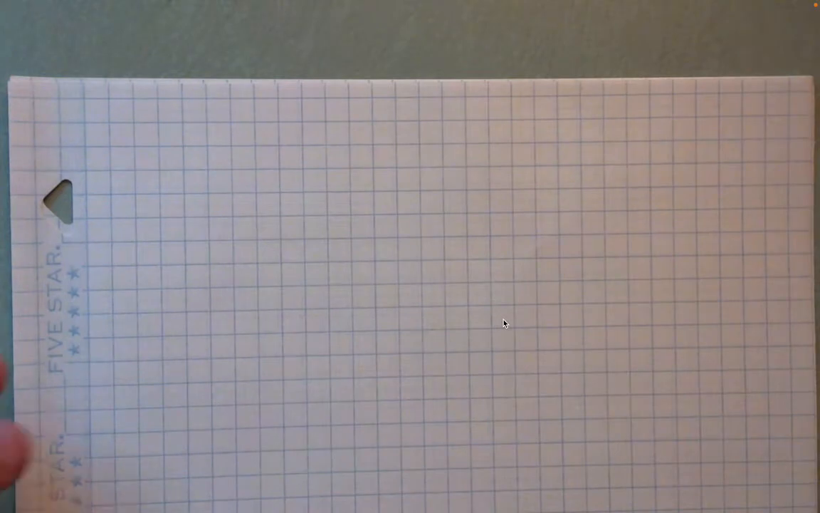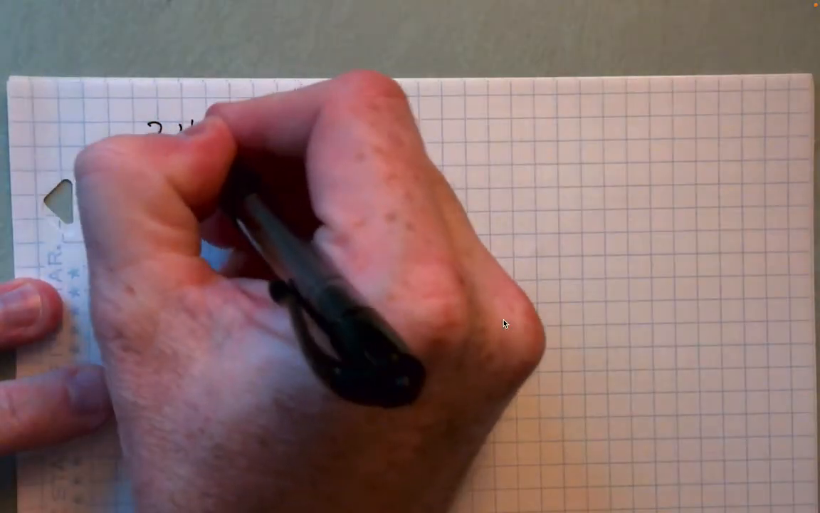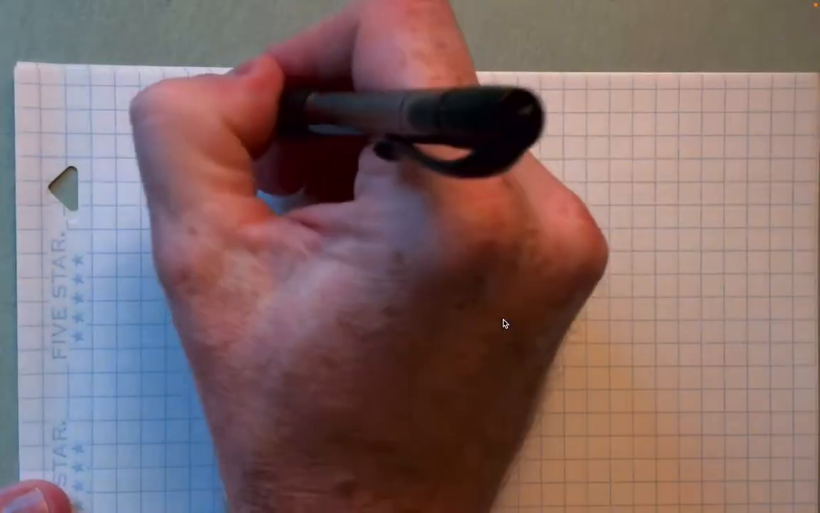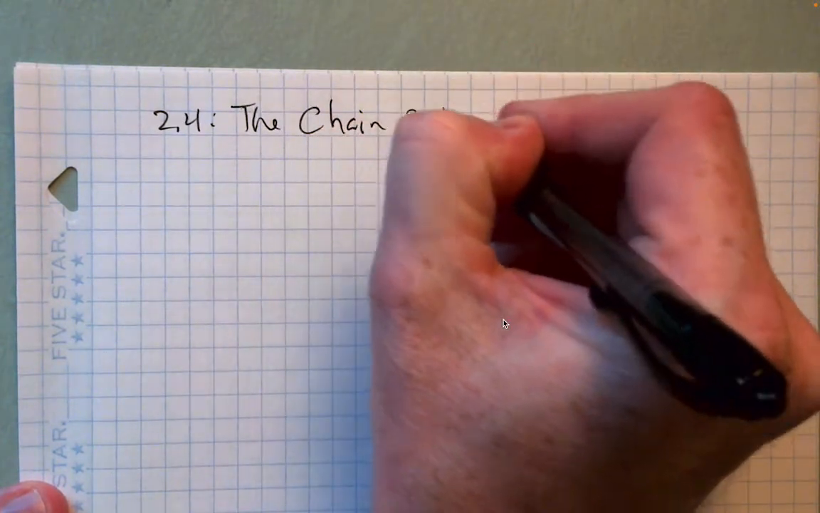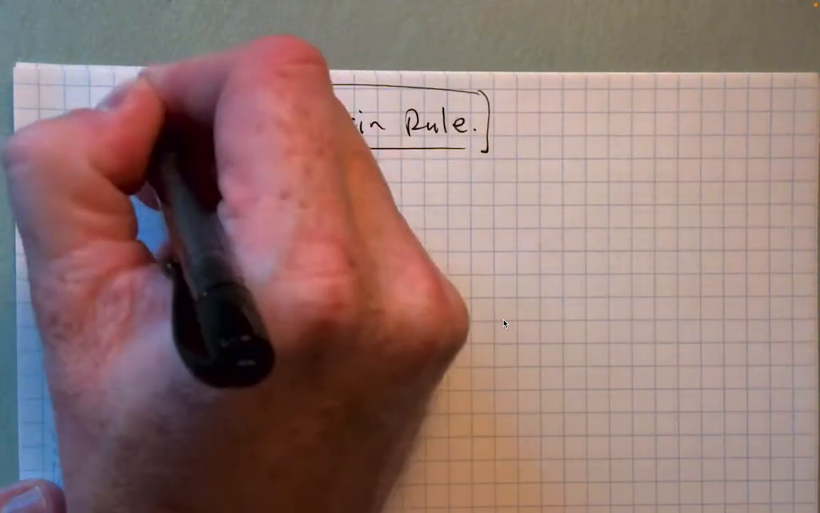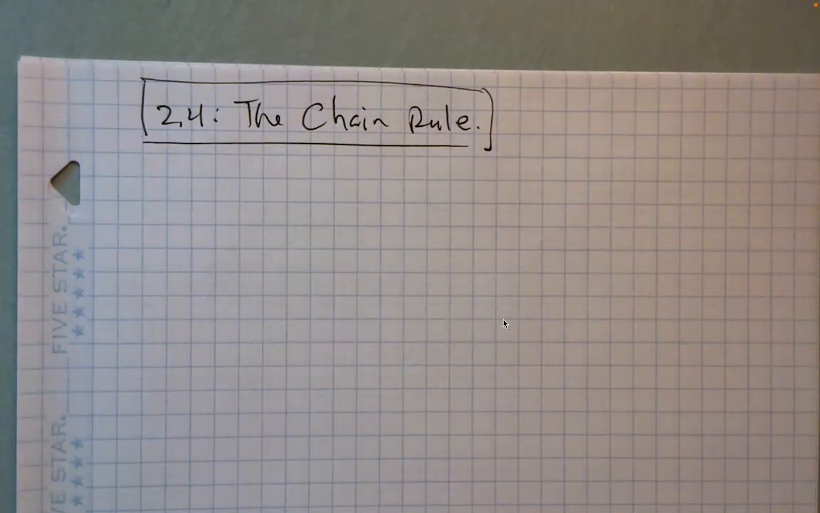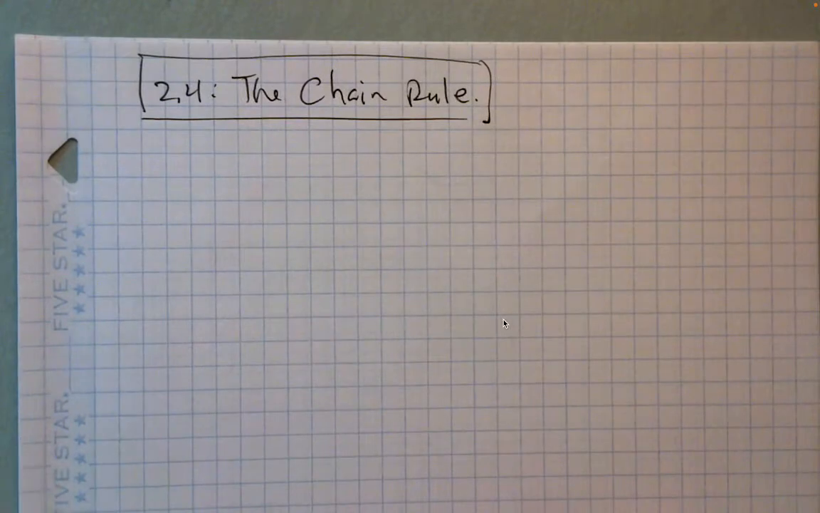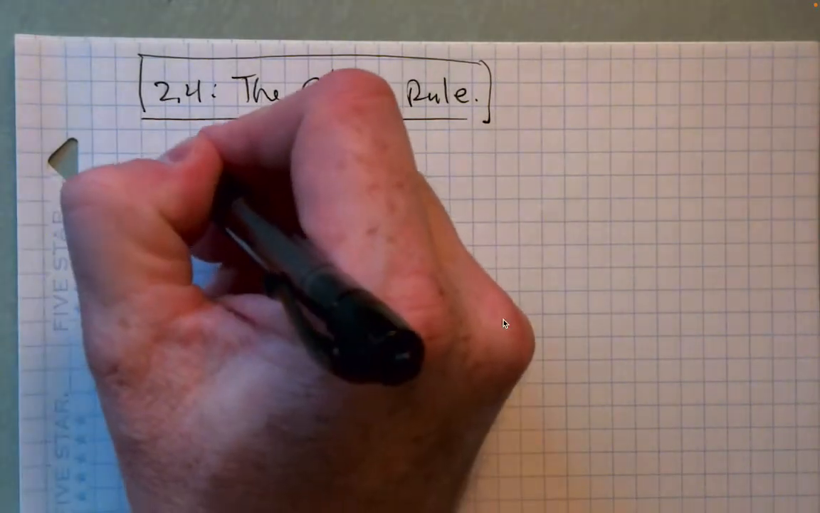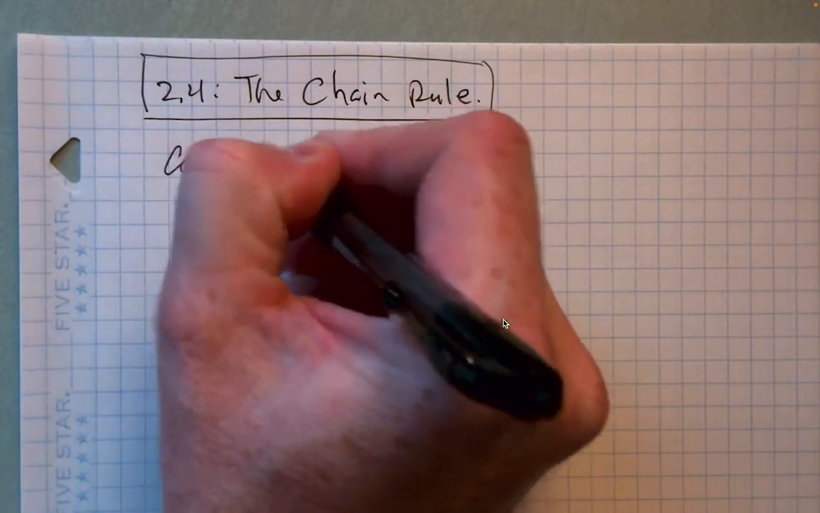Okay, so let's call this section 2.4. And let's call it the chain rule. Okay, so the chain rule, as I just said, is going to be a rule that applies to composition of functions, so composite functions.